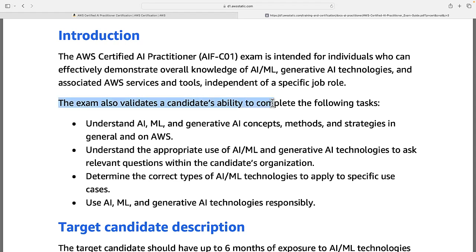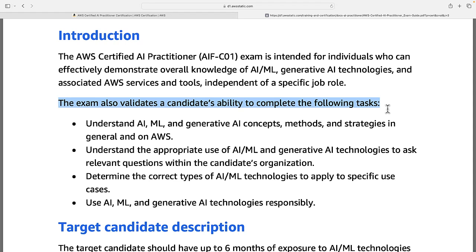So this exam will validate a candidate's ability to complete the following tasks. Understand AI, ML, and generative AI concepts, methods, and strategies in general on AWS. So again, high level. Understand the appropriate use of AI, ML, and generative AI technologies to ask relevant questions within the candidate's organization. So I guess this is more around sort of ethics and security considerations and that kind of thing, rather than actual implementation, but understanding how and when you might use AI or ML and what the benefits would be that you would get from using these services.